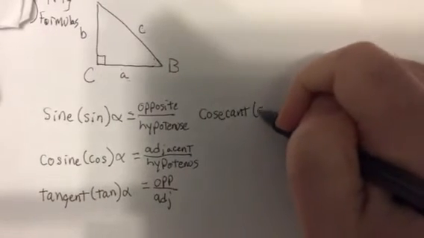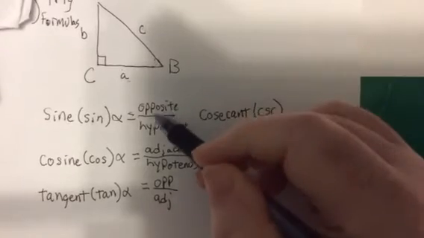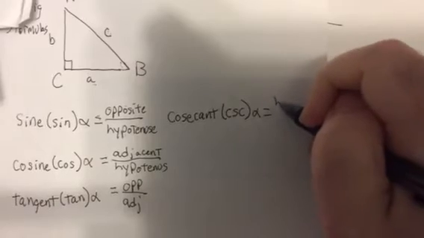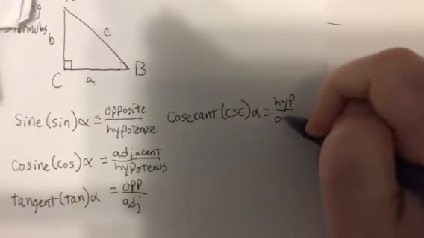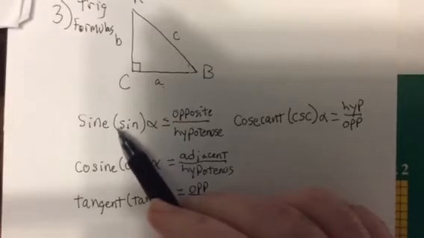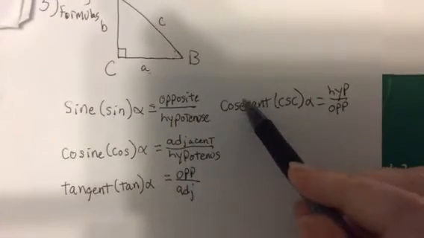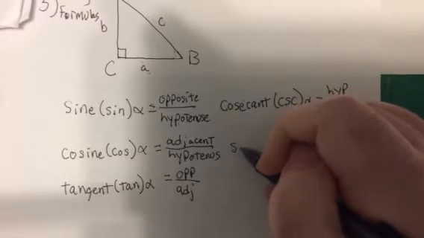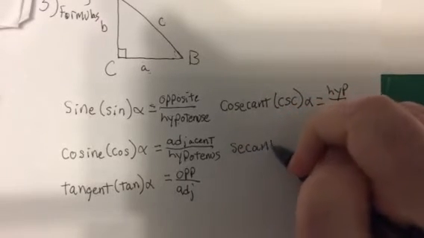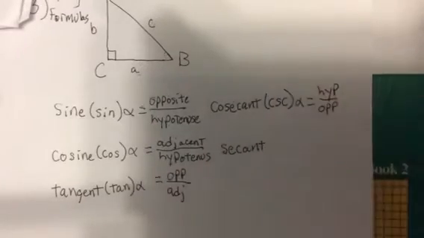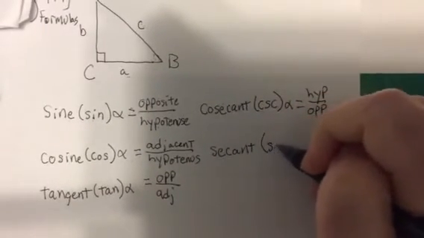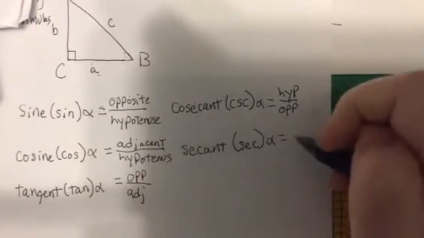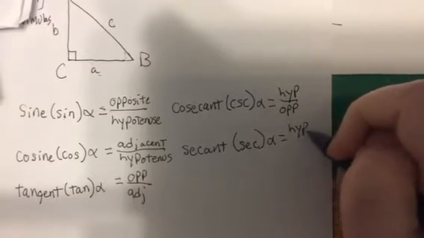And that is CSC. The reciprocal of opposite over hypotenuse is hypotenuse over opposite. So if I find sine and take the reciprocal, that's cosecant. Cosine: the reciprocal of that is secant. Now again, I didn't name these. I just think this gets a little confusing. But the reciprocal of cosine would be hypotenuse over adjacent.